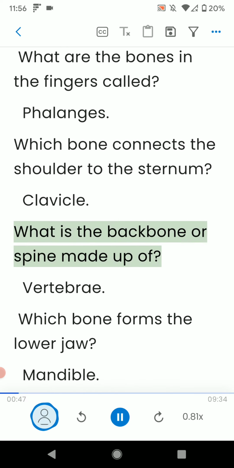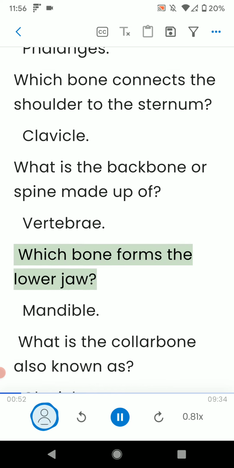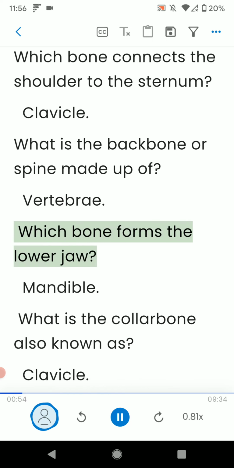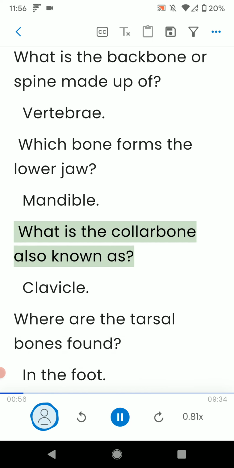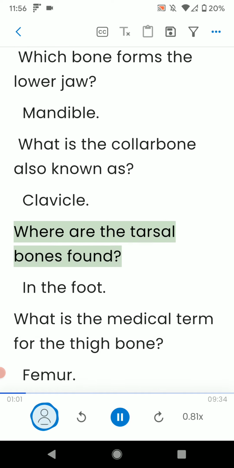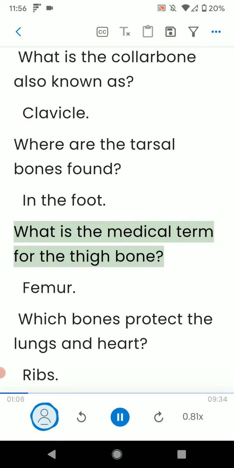Clavicle. What is the backbone or spine made up of? Vertebrae. Which bone forms the lower jaw? Mandible. What is the collarbone also known as? Clavicle. Where are the tarsal bones found? In the foot. What is the medical term for the thigh bone?